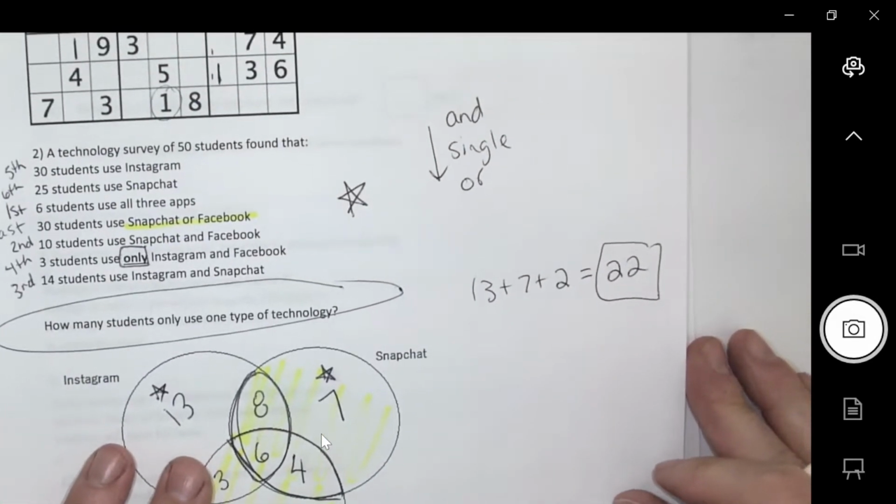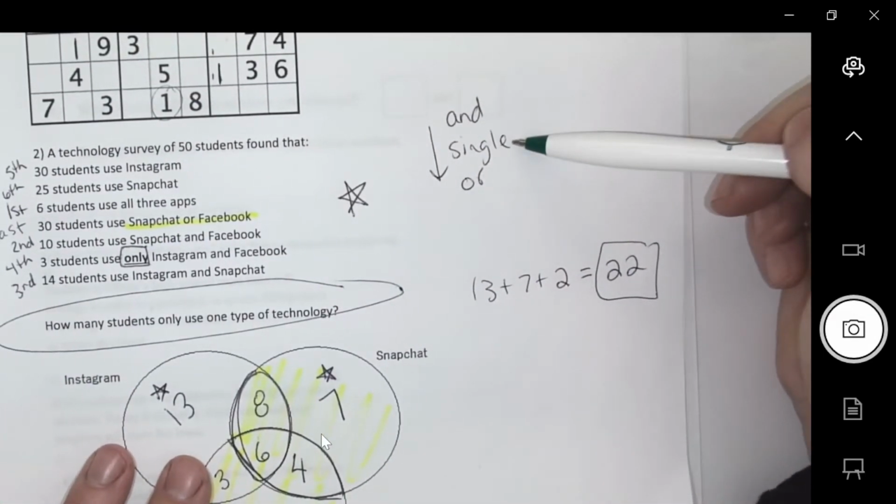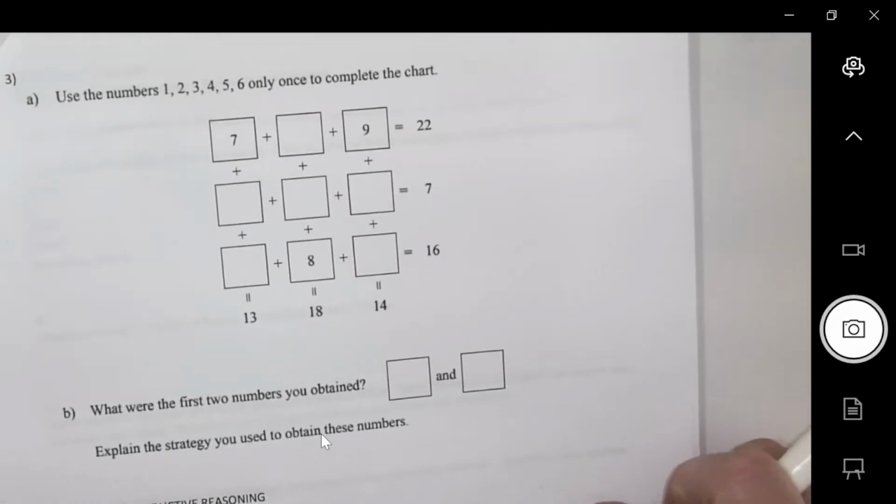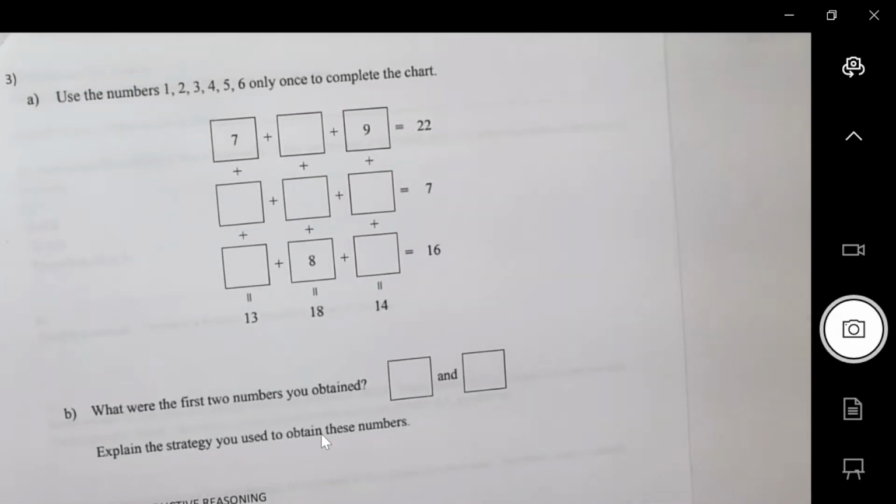Okay, that's kind of the idea. The ands, the singles, and then the ors. Okay, I put some kind of a logic-y puzzle with just figuring out the numbers on there. So where would you start? I would start here.